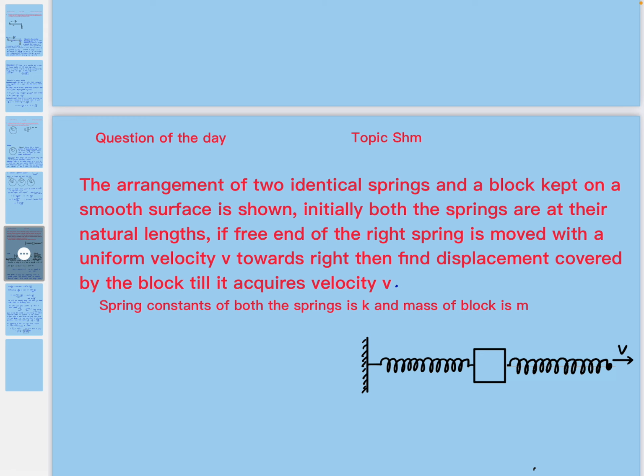So what is given to us? Two identical springs are there, initially at natural length, with a block. The block is kept on a smooth surface, right? The free end of the spring you are moving with constant velocity v. By that, what is happening? The block is also moving. We need to find the displacement covered by the block till it acquires velocity v. So that is the question. Till it acquires velocity v, how much is the displacement of the block?